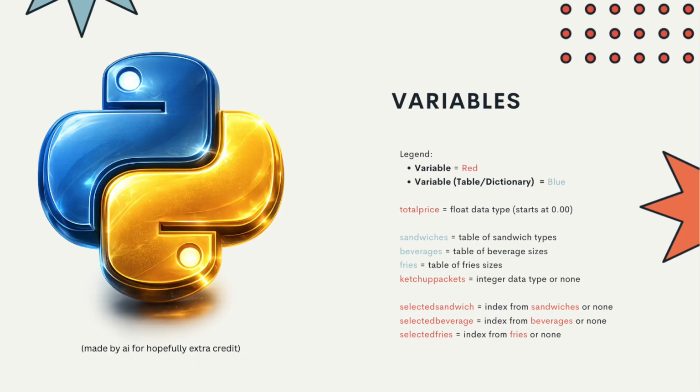This slide shows all the variables we used in our code, like total price, which starts at 0 and adds up everything, then tables for the sandwich types, drink sizes, fry sizes, and ketchup packets, plus variables that remember what the user actually picked, like selected sandwich or selected beverage, so the program knows what to charge for.